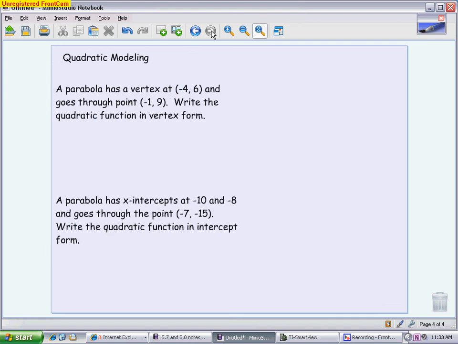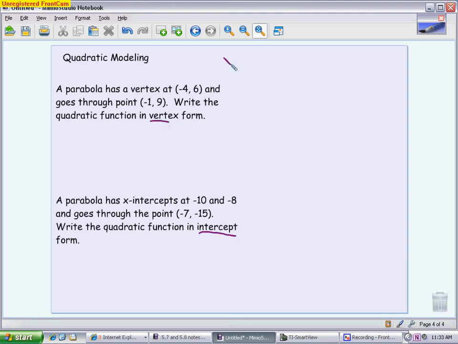The other thing we did at the very end of the chapter is we did quadratic modeling, which essentially is, given a couple pieces of information about your parabola, we should be able to write an equation in a particular form. So I have two examples up here, the two examples that we would have done together in class. I have one that's a vertex form and one that's an intercept form. So I'm going to start with the vertex form.